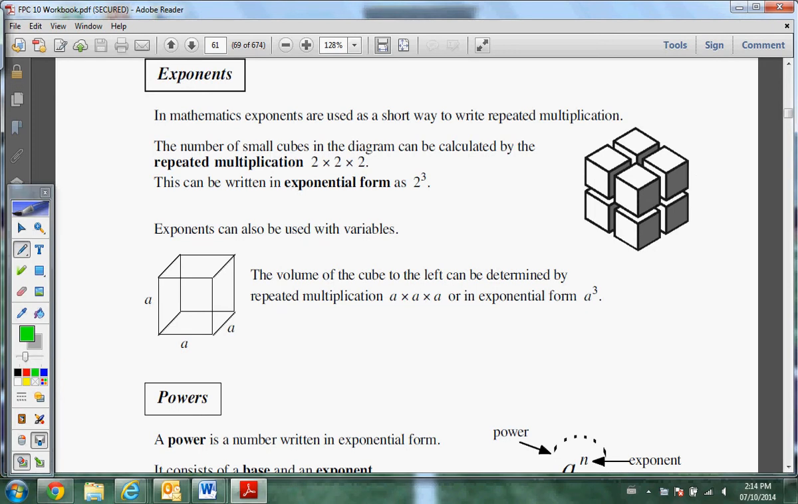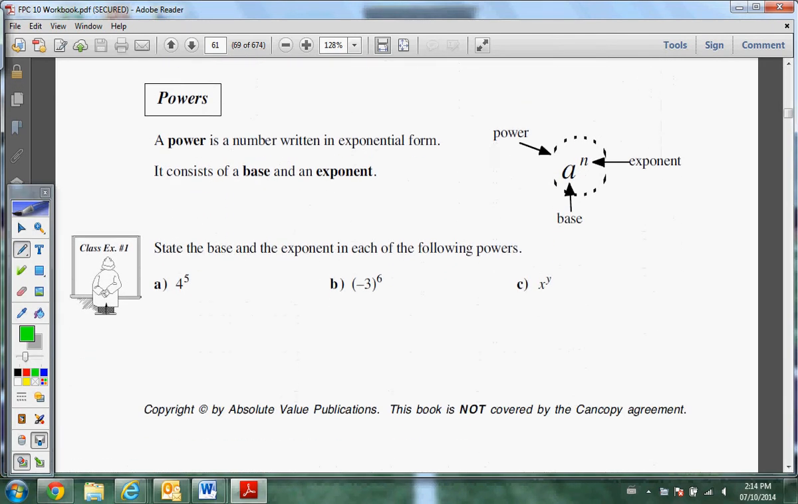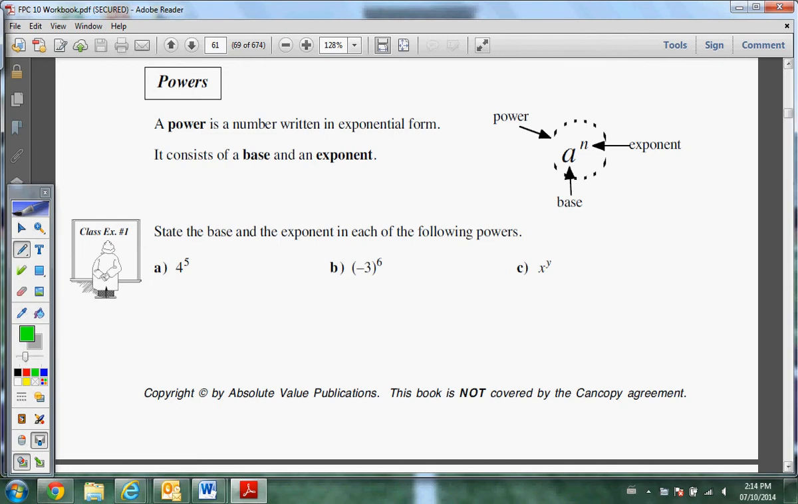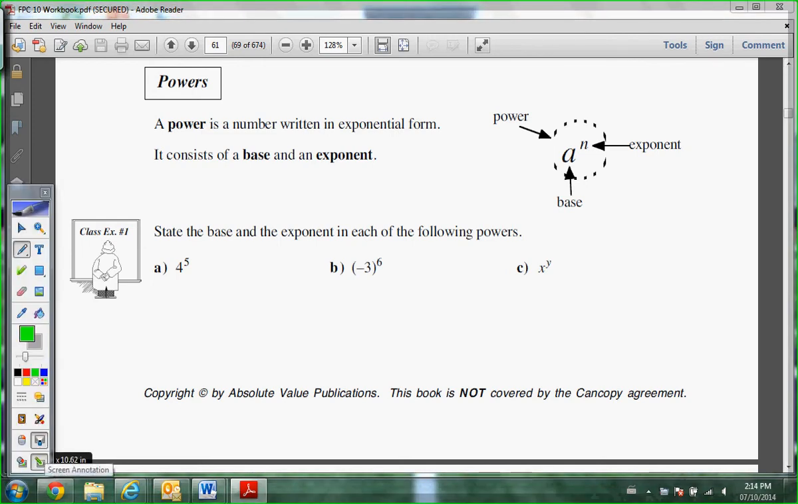Okay, so we should know this from grade 9 really well. A power is a number written in exponential form. So remember, the whole thing is a power. A to the n is a power of what? If I say a to the n, that's a power of what? A, the base. Because it's a power of the number that you're multiplying by itself. So this right here is a power of 4 to the 5th. But anyways, the whole thing's called a power. The base is the number that's being repeated, and the n tells you how many times it's repeated, or how many times it's multiplied by itself.